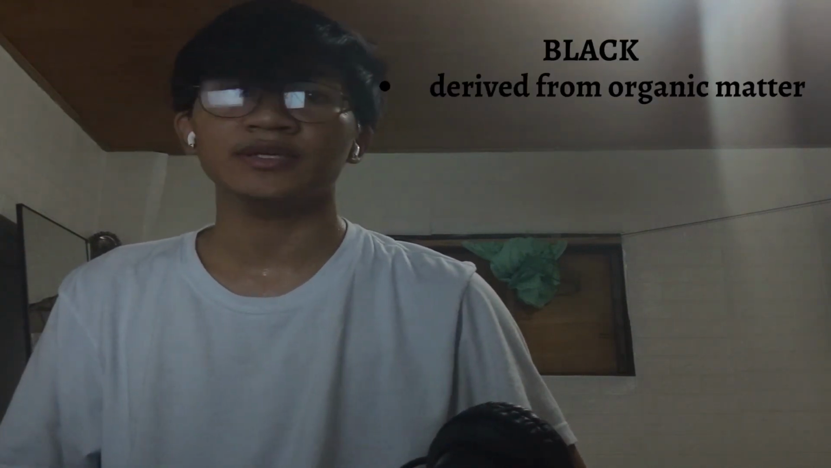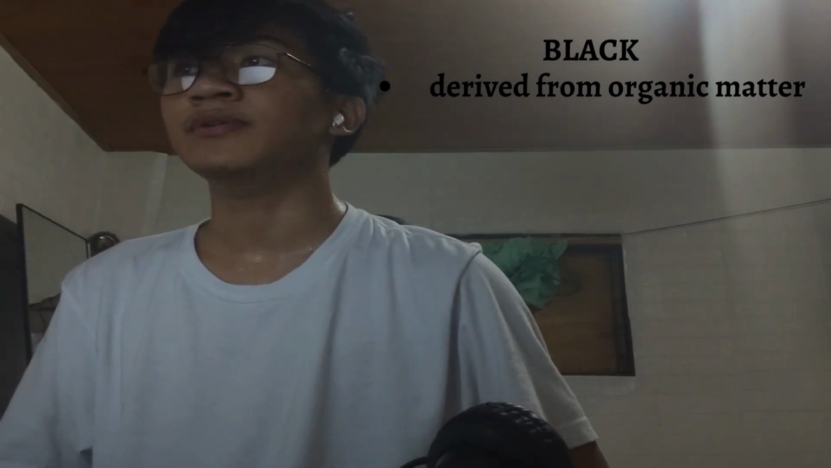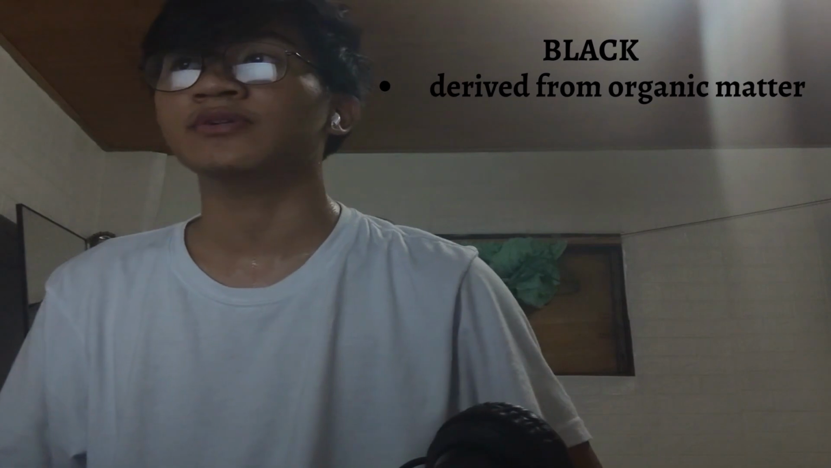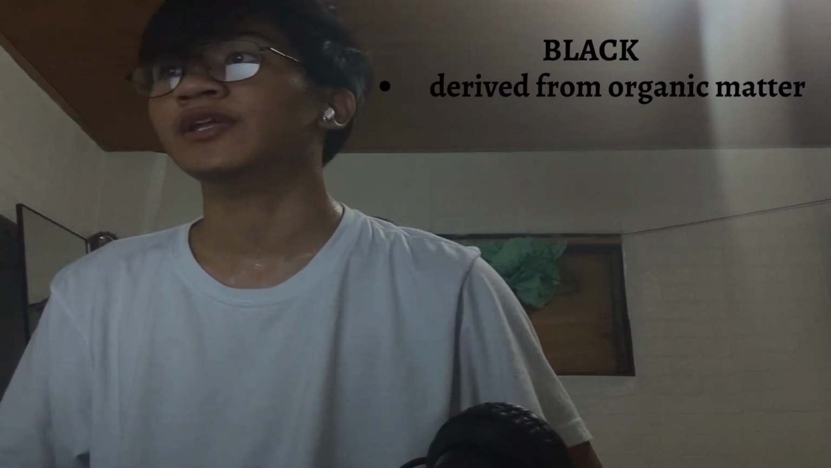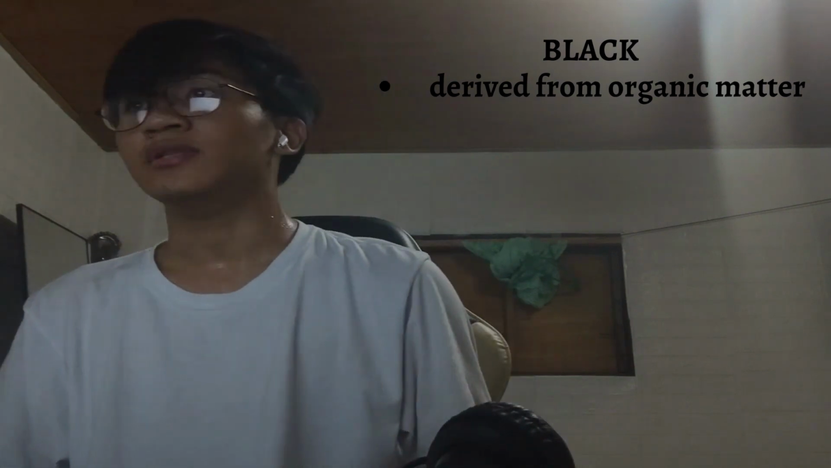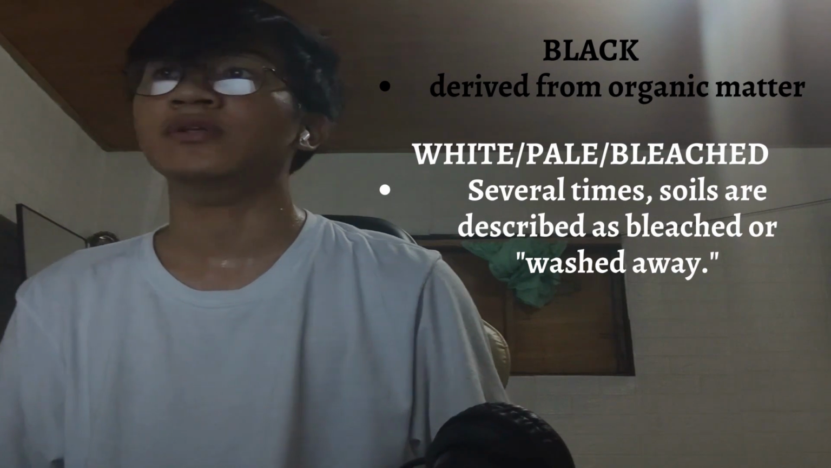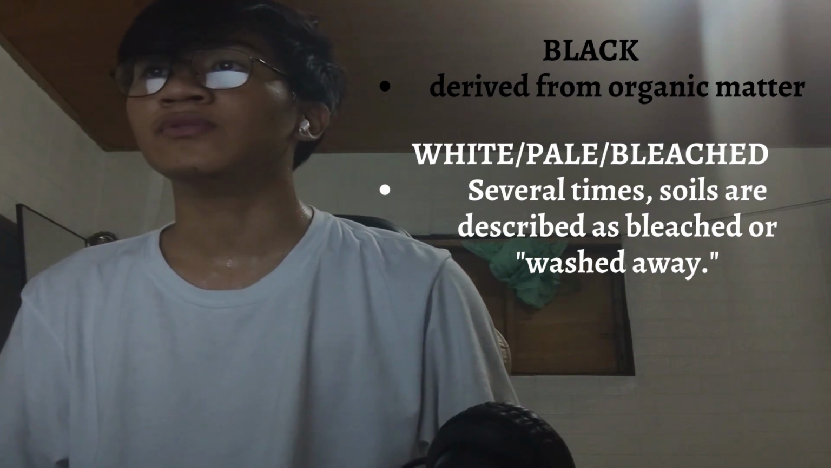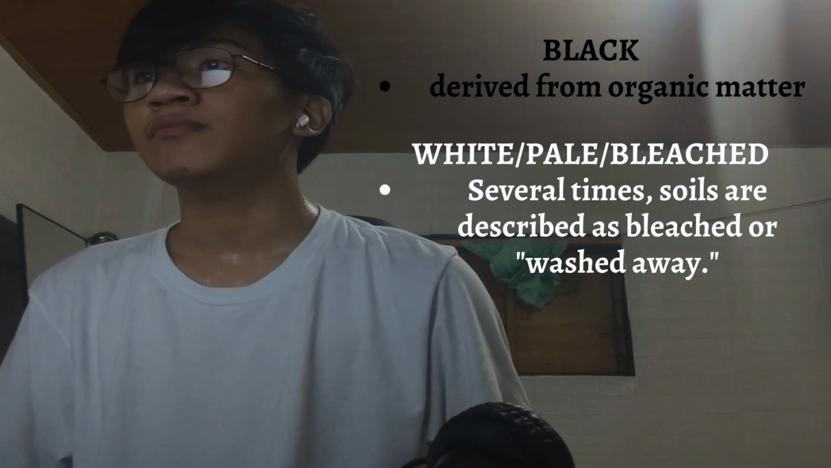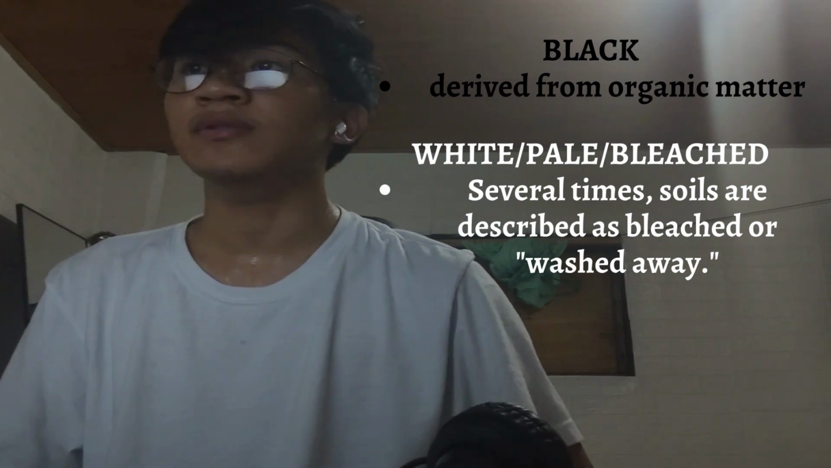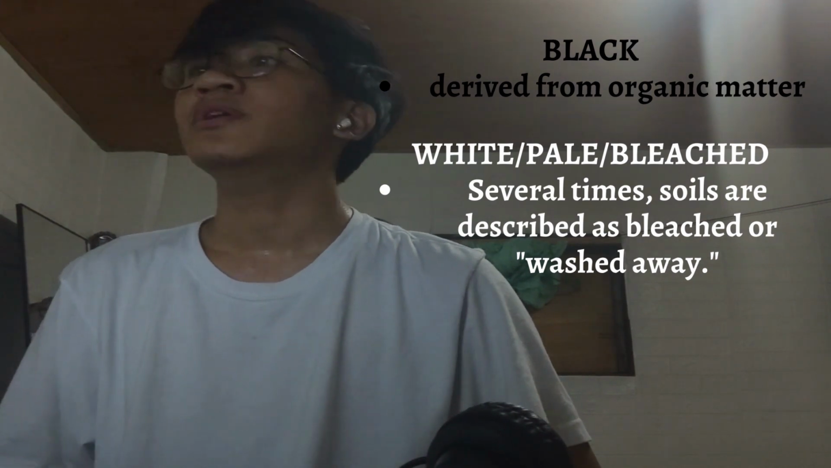The first one is the black color of soil from organic matter, and this color of soil is often associated with high levels of organic matter or peat. The second one is the white or pale, or we can call it bleached color soil. These soils are referred to as bleached or washed out. The iron and manganese particles have been leached out due to high amounts of rainfall or drainage.